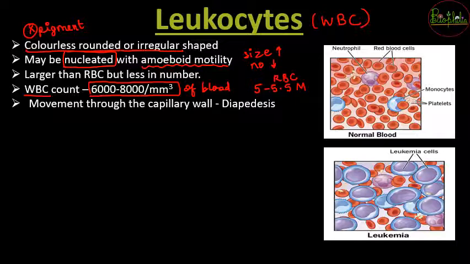Now RBCs provide the red color, but what do WBCs do? WBCs are going to move through the capillary walls with the process called diapedesis. Now once the WBCs or the leukocytes start moving in the amoeboid fashion, they go into the tissues and act as the defense mechanism of your body. So wherever there is infection, any sort of disease or any cell damage, all that defense mechanism is going to be because of leukocytes.